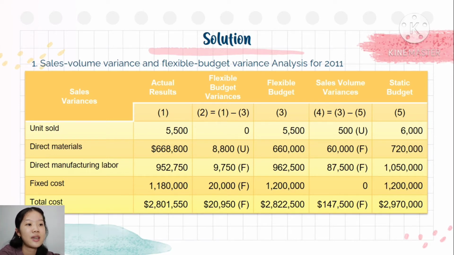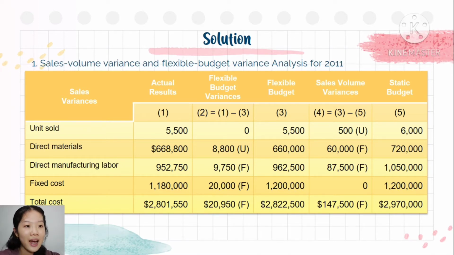The direct materials in the static budget can be known by calculating the price, which is $120 per unit times 6,000 units. It is $720,000. And for the direct manufacturing labor in the static budget, it's from the price, which is $175 per unit times 6,000 units, and the result is $1,050,000.